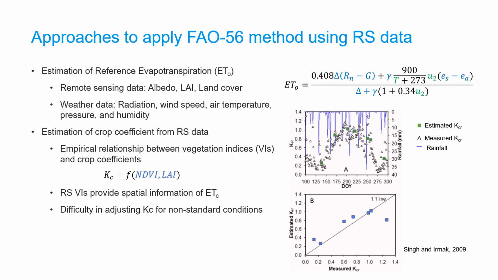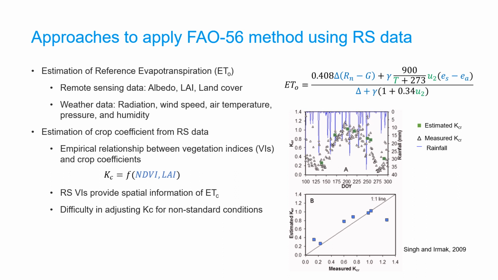Another approach to estimate ET from remote sensing and Penman-Monteith equation is by applying FAO 56 standard equation. The reference evapotranspiration is calculated using parameters estimated from remote sensing and meteorological data. The crop coefficients can be estimated and spatially distributed by analyzing their empirical relationship with vegetation indices from remote sensing. For example, in this graph, Kc is estimated by a linear relationship with NDVI.